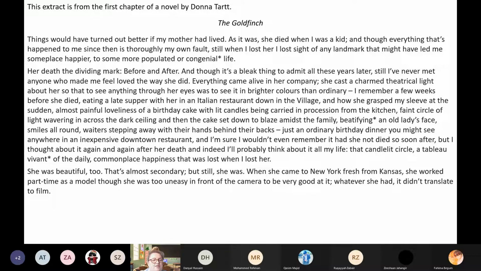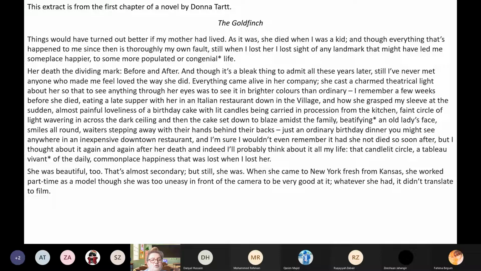Just an ordinary birthday dinner you might see anywhere in an inexpensive downtown restaurant. And I'm sure I wouldn't even remember it had she not died so soon after. But I thought about it again and again after her death, and indeed I'll probably think about it all my life, that candle-lit circle, a tableau vivant of the daily commonplace happiness that was lost when I lost her. She was beautiful too. That's almost secondary, but still she was.